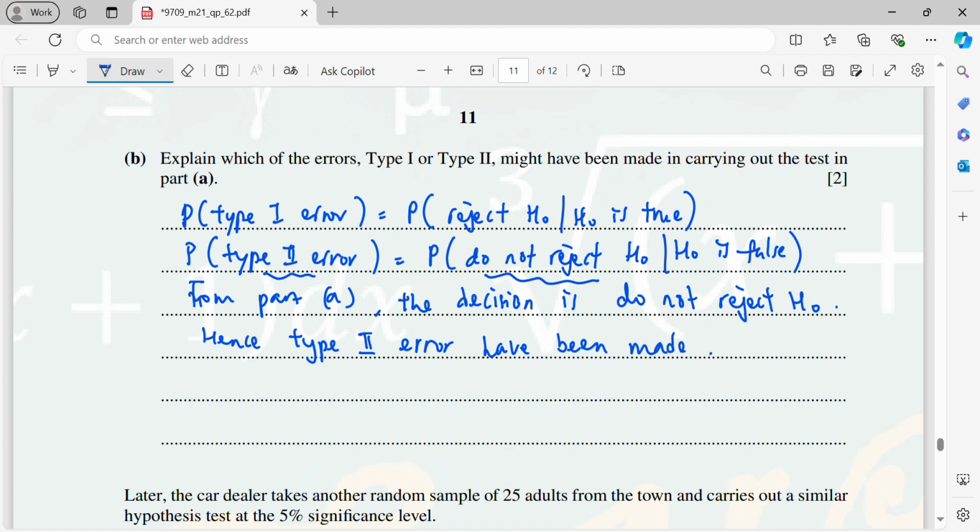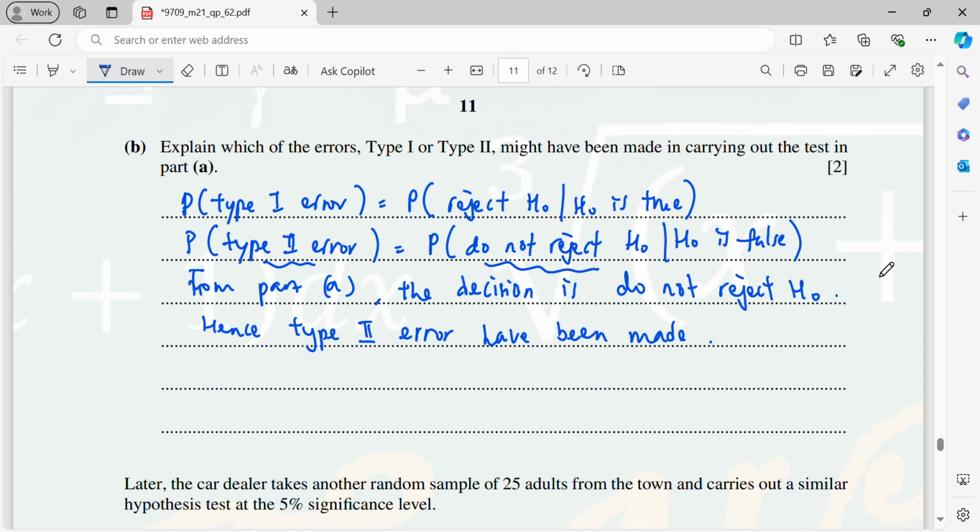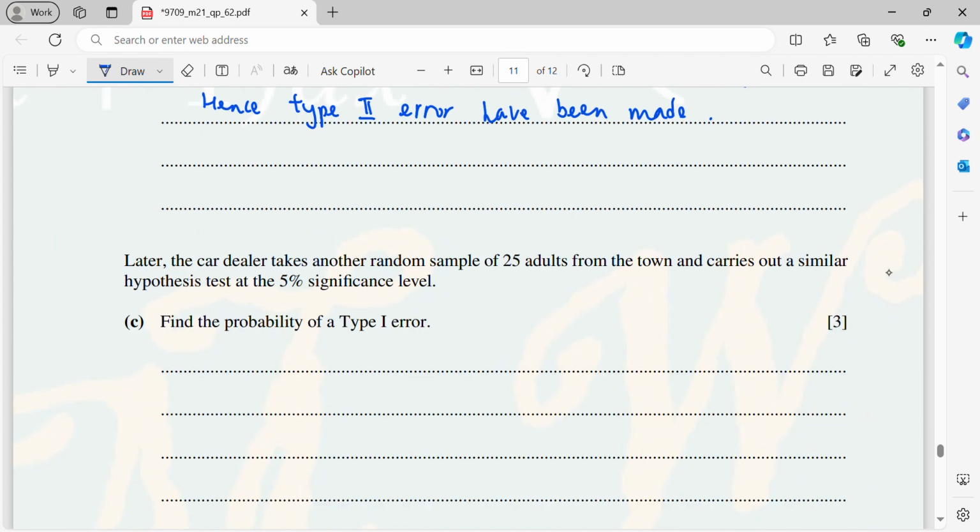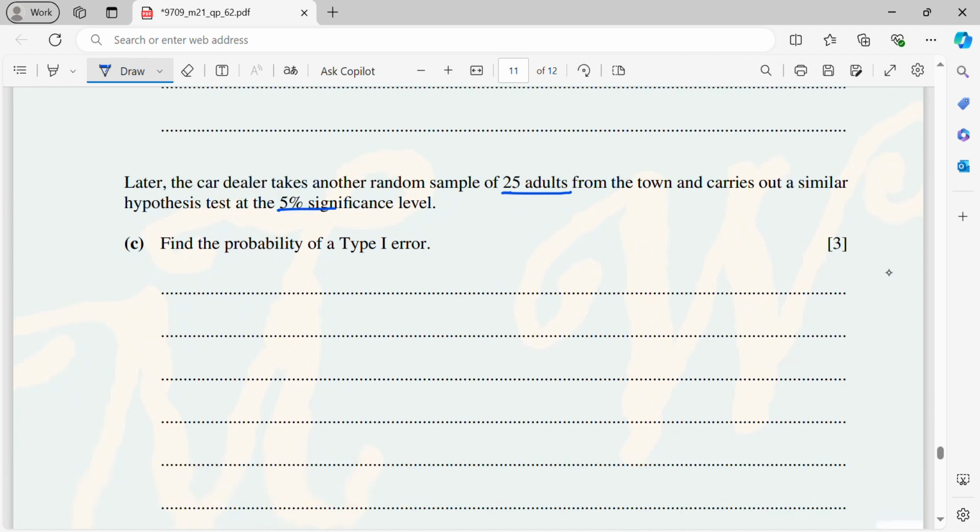Now later, the car dealer takes another random sample of 25 adults from the town and carries out a similar hypothesis testing at 5% significance level. Now find the probability of a type 1 error. So P of type 1 error equals P of reject H naught, given that H naught is true.